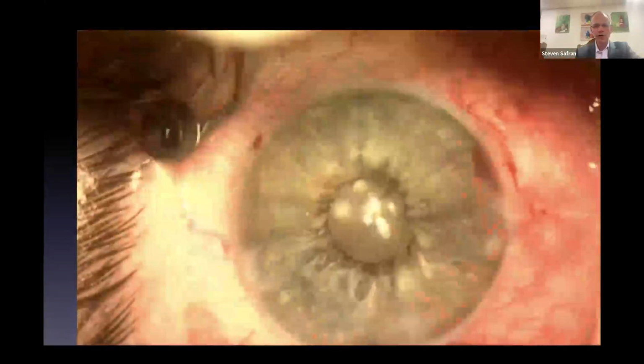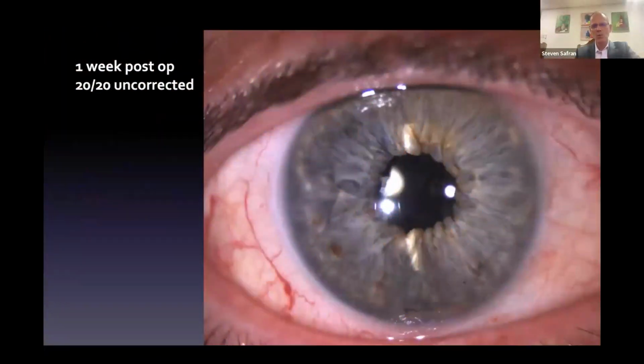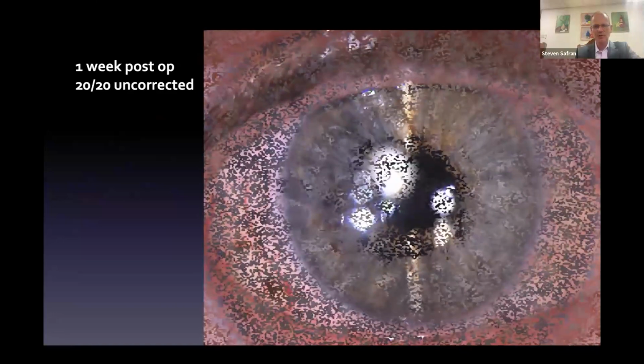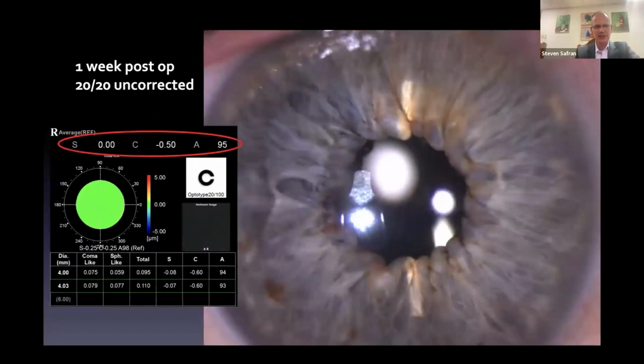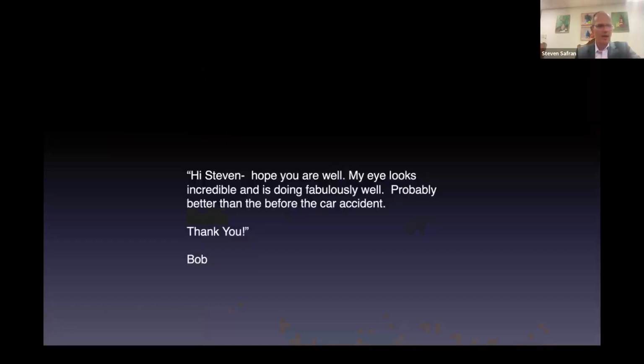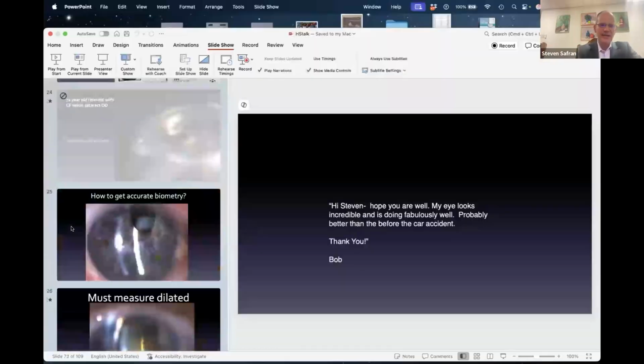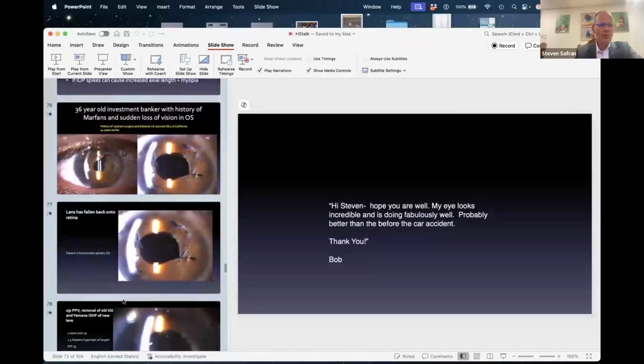I remove the trocars. This is what he looked like 1 week post-op. He's 20/20 uncorrected. The pupil looks like this. Here's his refractive outcome. And he sends me this nice note. Hi, Steve. Hope you are well. My eye looks incredible and is doing fabulous well. Probably better than before the car accident. Thank you, Bob. So there was one more case.